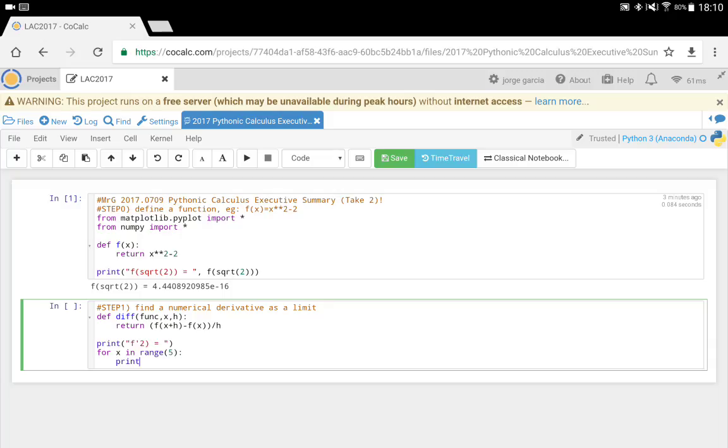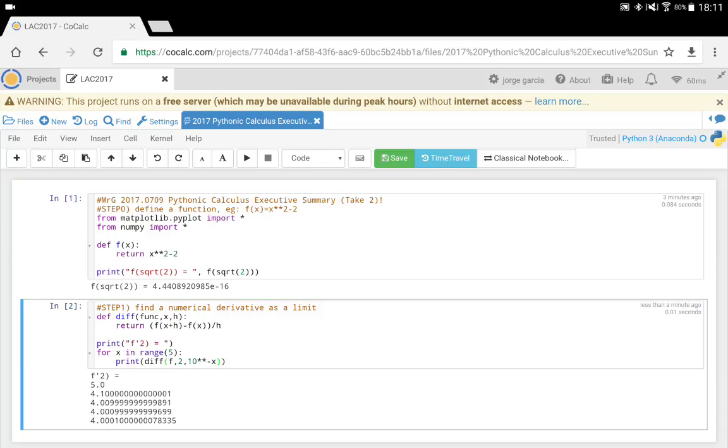Let's print the diff of our function f that we defined above, x squared minus 2, at 2, with h getting smaller and smaller and smaller. In other words, 10 to the negative x. And I think that'll do it. So if x is 0, 10 to the negative 0 is really 1. So h is sort of large, and then when x is 1, then 10 to the negative 1 is a 10th, so h is getting smaller, and then when x is 2, 100th, and x is 3, 1,000th, like that. Control Enter, or click the run up here in your Jupyter Notebook, and does that make sense?